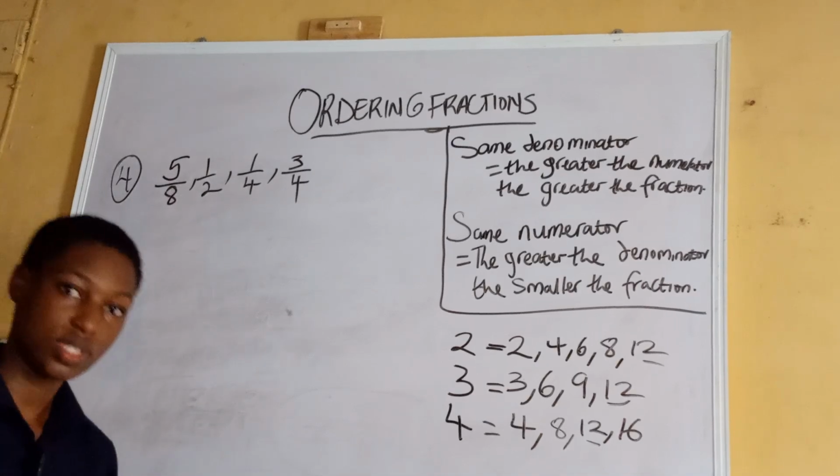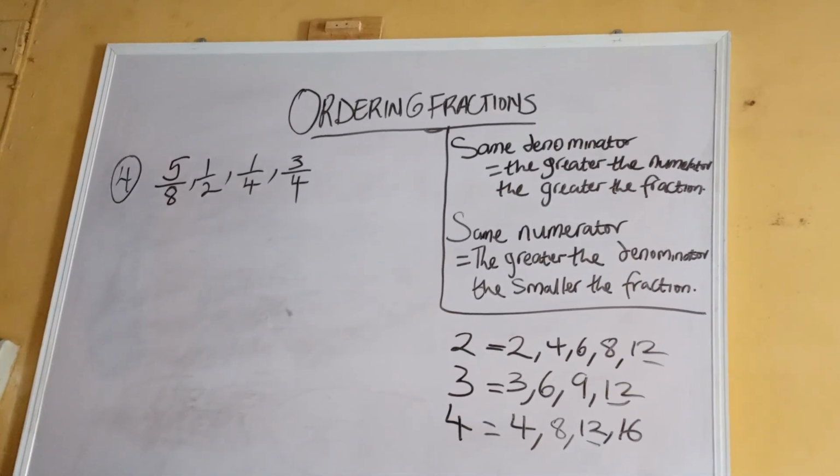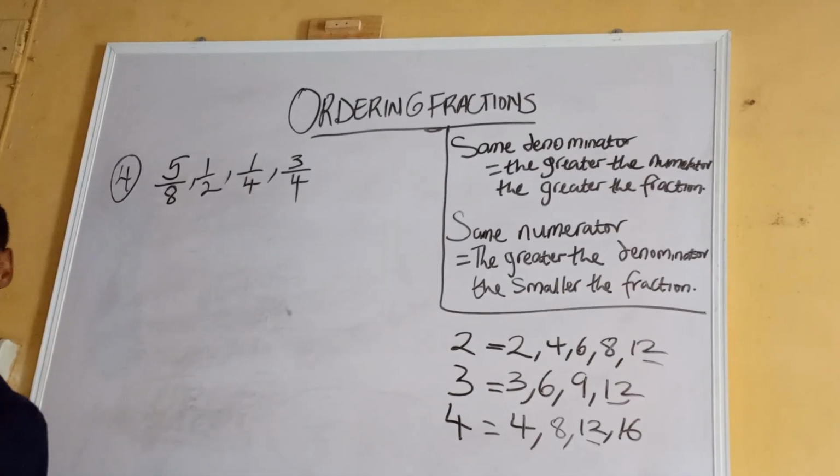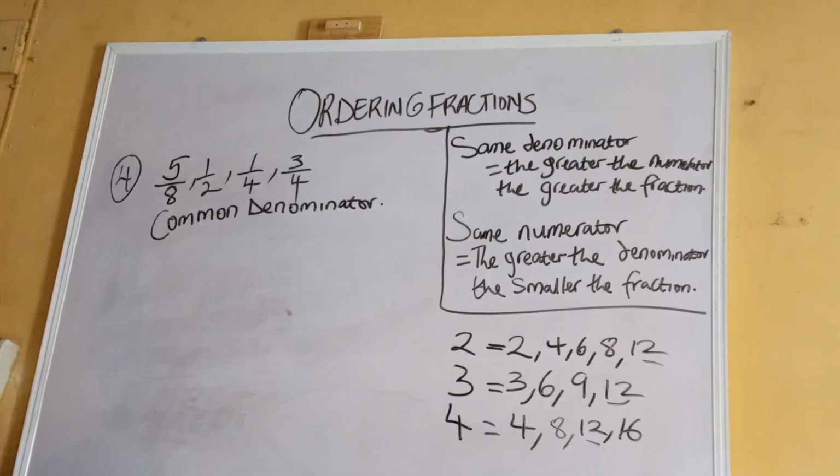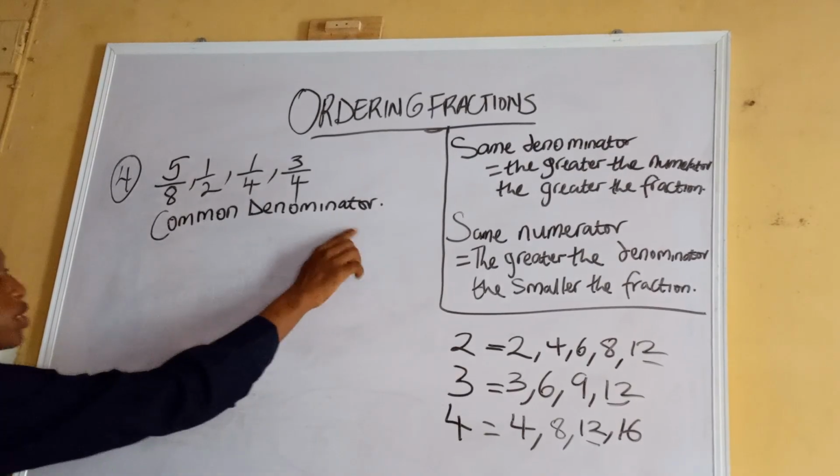All right, for this question, you will still notice the same thing as we did in the previous question. Both the numerator and the denominator are not the same at all. So what are we going to do? We already know what to do. The first thing we are going to do is to look for the common denominator.